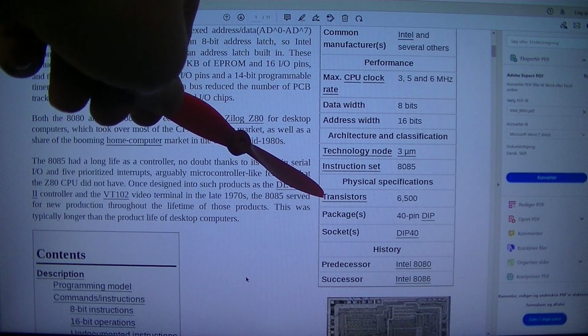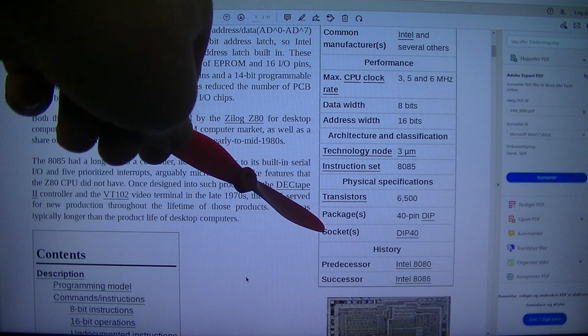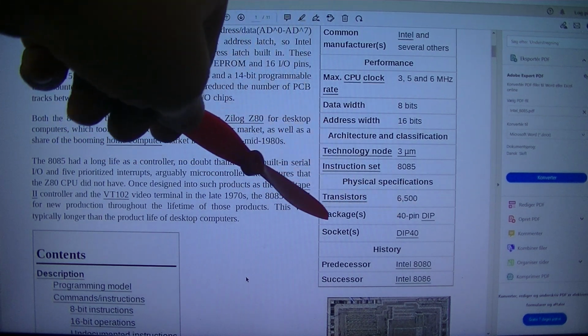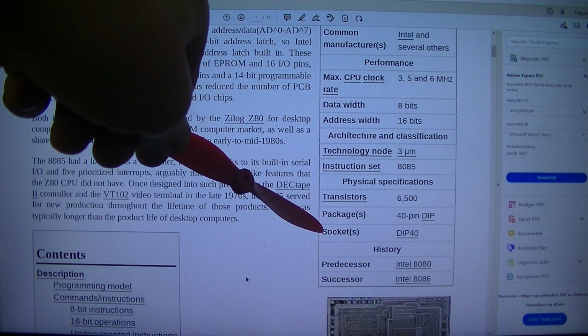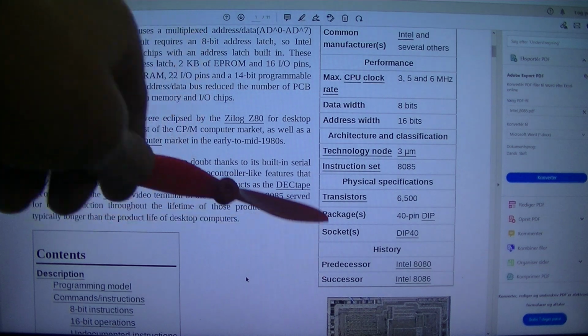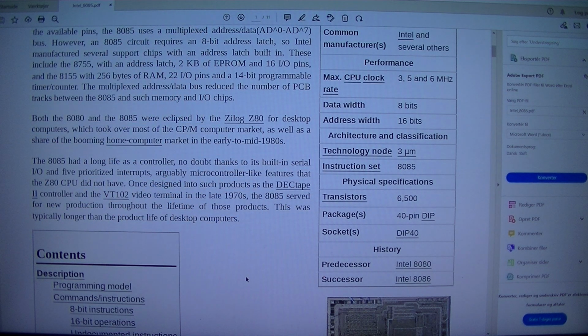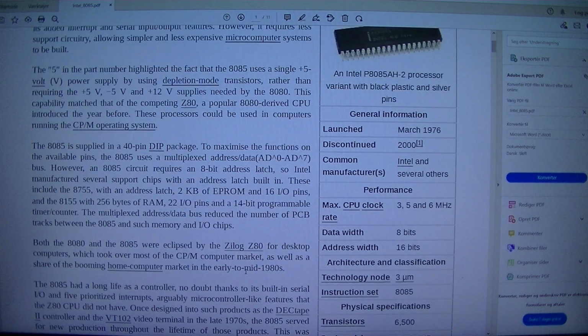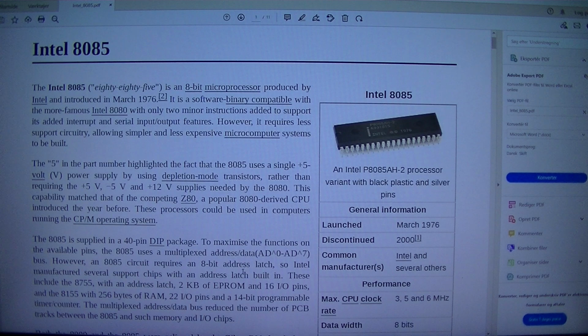Physical specifications. Transistors 6,500. Package: 40-pin DIP. Socket: DIP 40. History. Predecessor: Intel 8080. Successor: Intel 8086.